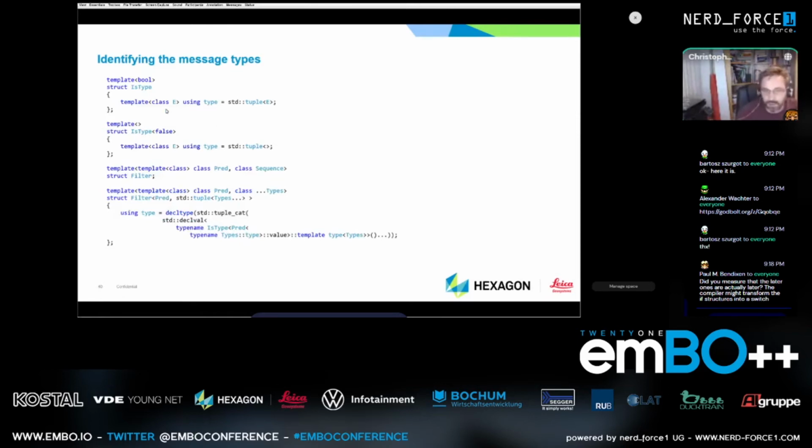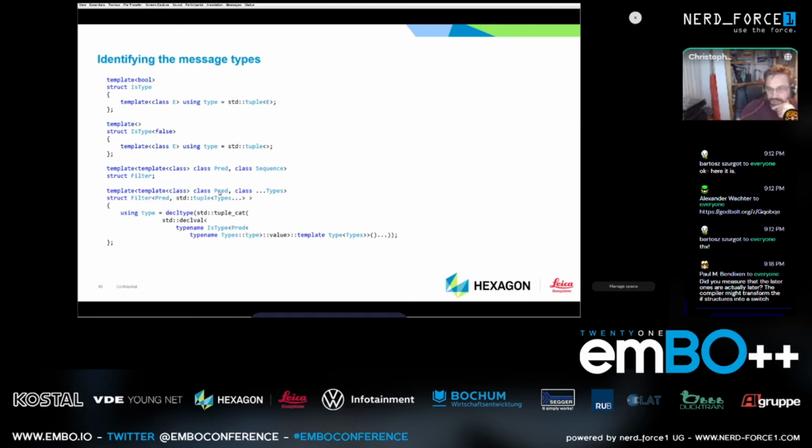So we have here our small filter. If the class E is of that type, so it's a template of bool, if it's true, we just return the tuple with the template E. If we have a specialization for false, so if it's not of that, we just return an empty tuple. So you put in the predicate for the filter and the sequence. So it's overloaded for tuples.